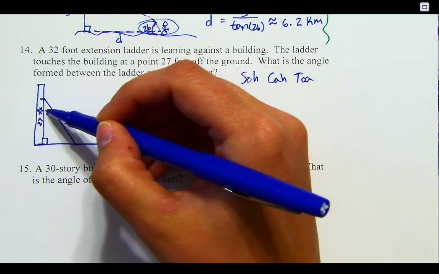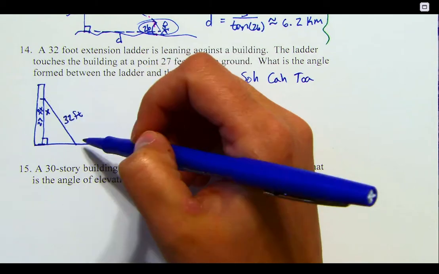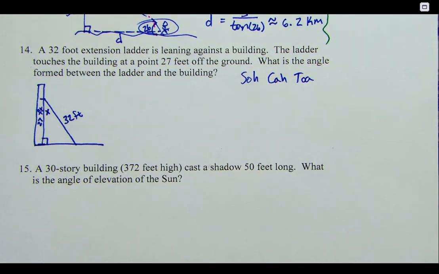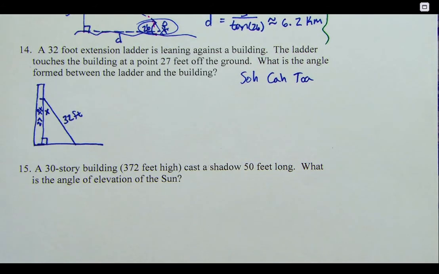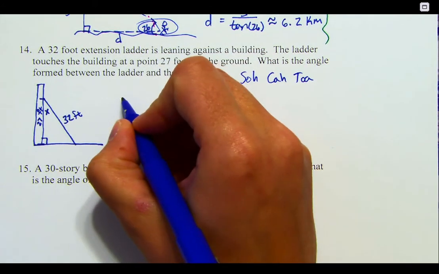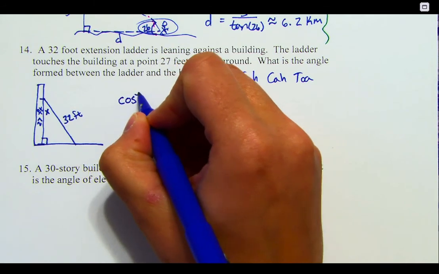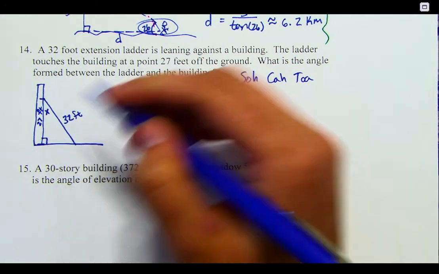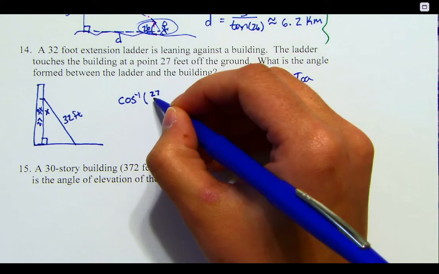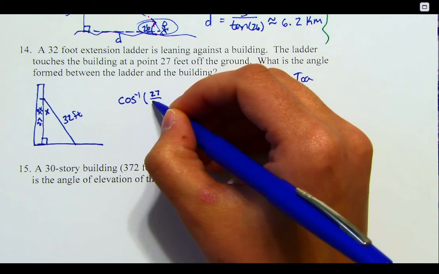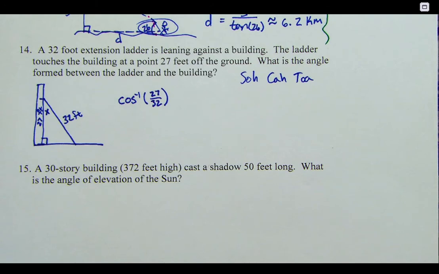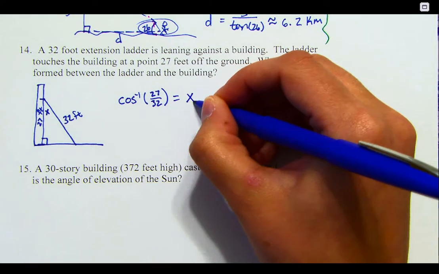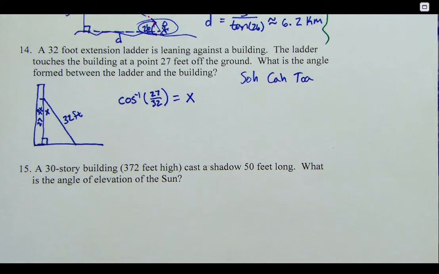So if this is my angle, I have the hypotenuse and I have the adjacent side. So that means that we're going to be using cosine. And because, again, we're finding an angle, it's the inverse. So I'm going to have inverse cosine of the adjacent, 27, over the hypotenuse, which is 32. And that is going to be equal to my angle of x.